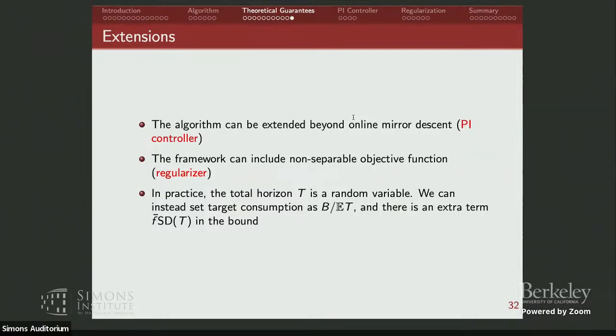Then there's going to be an extra term showing up in the regret bound. Here is the extra term: f bar times the standard deviation of T. If the standard deviation is not too large, then you still get the regret you want. That is how you deal with an unknown T.